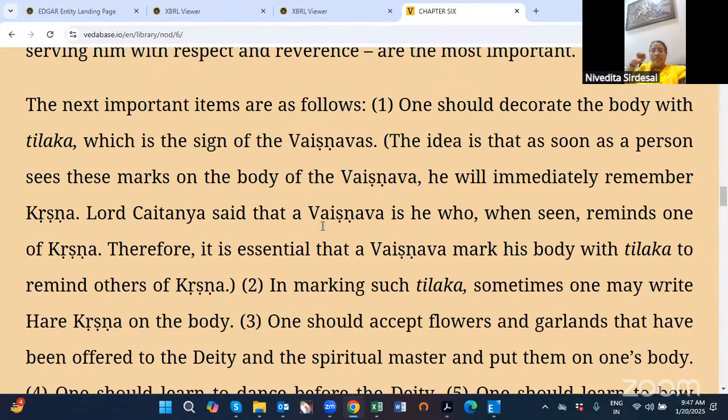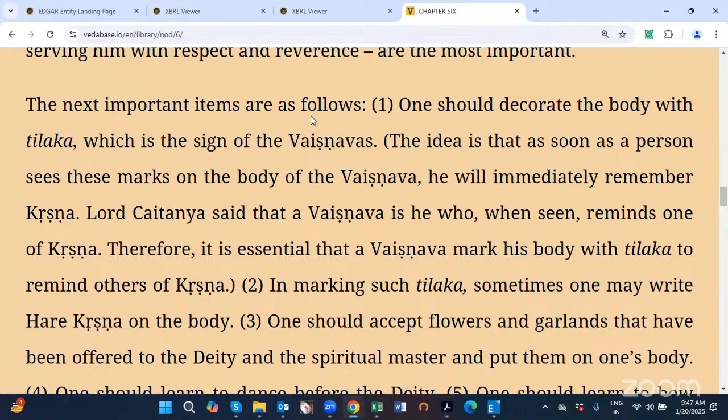First 8 you read from Prabhupada. Okay, the next important items are as follows. One should decorate the body with tilaka, which is the sign of the Vaishnavas. The idea is that as soon as a person sees these marks on the body of a Vaishnava, he will immediately remember Krishna. Lord Chaitanya said that a Vaishnava is he who, when seen, reminds one of Krishna. Therefore, it is essential that a Vaishnava mark his body with tilaka to remind others of Krishna.